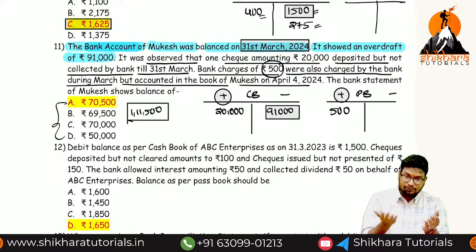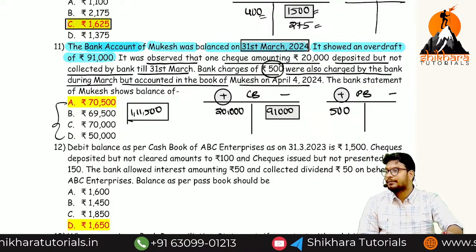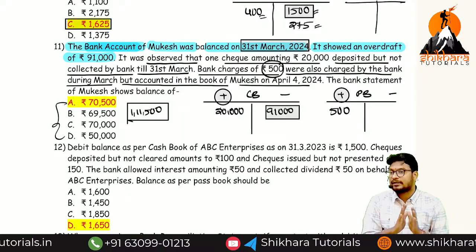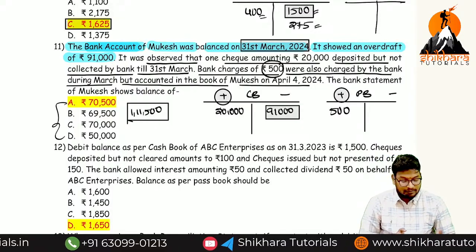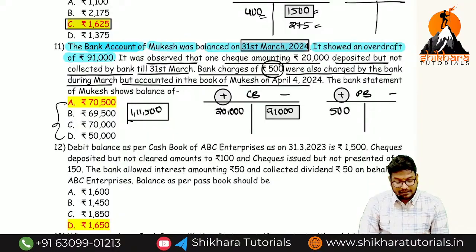So this much discussion we have to do on the date of examination. Is it possible? It is not possible. That is the reason I am saying use the shortcut. Okay? Our answer is right or wrong? Right. 1,11,500. The given options are wrong.